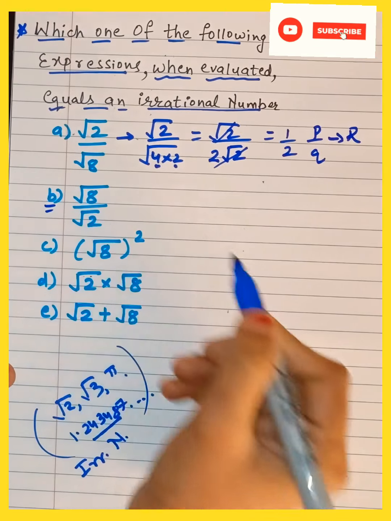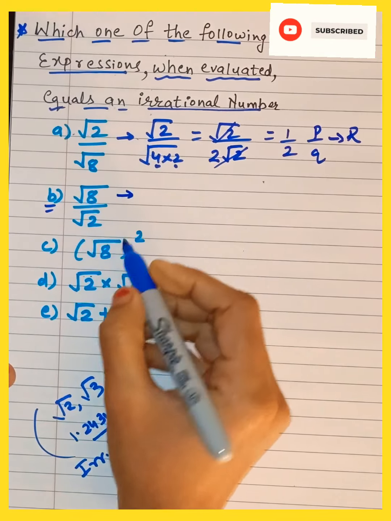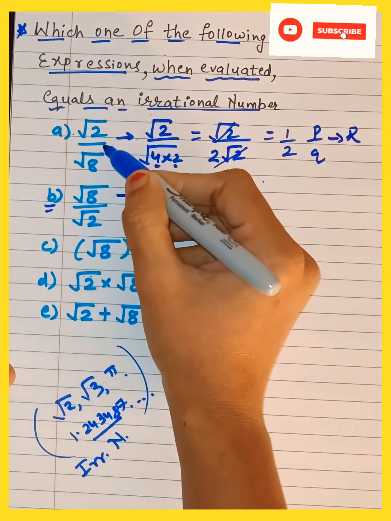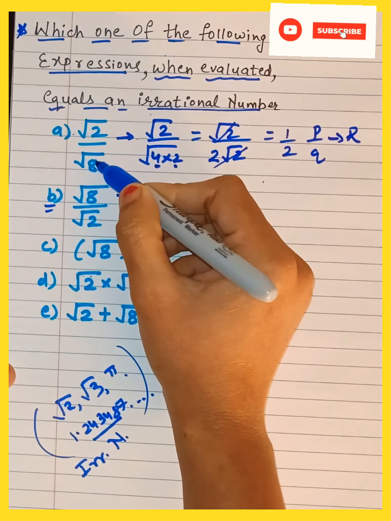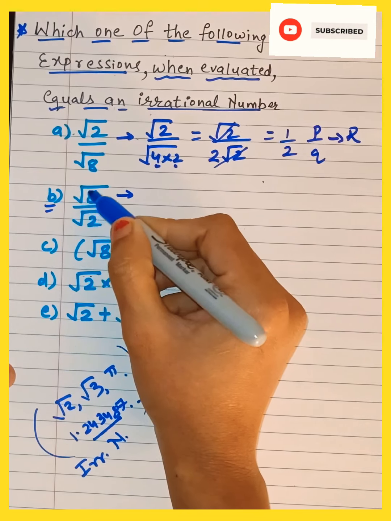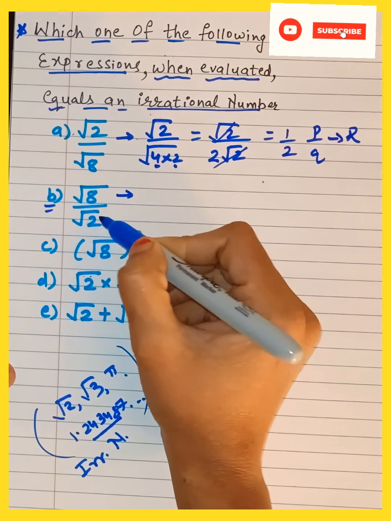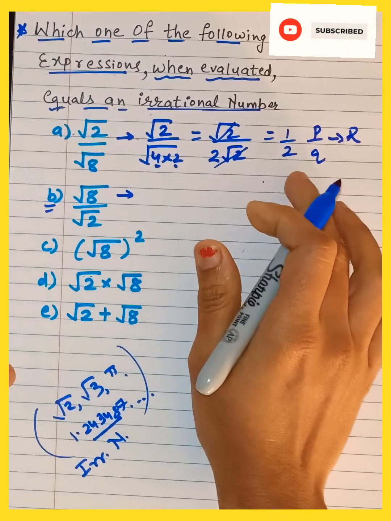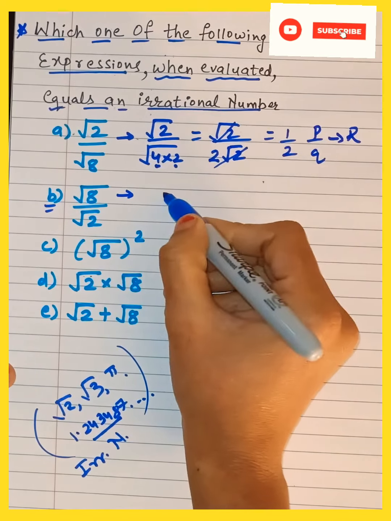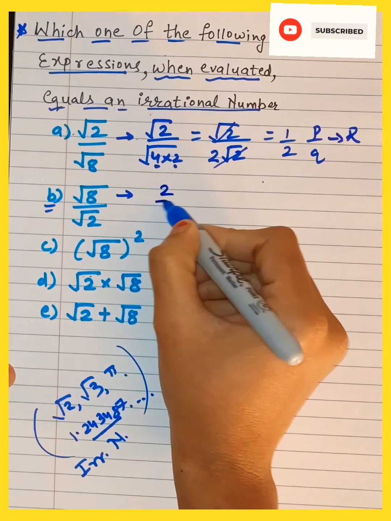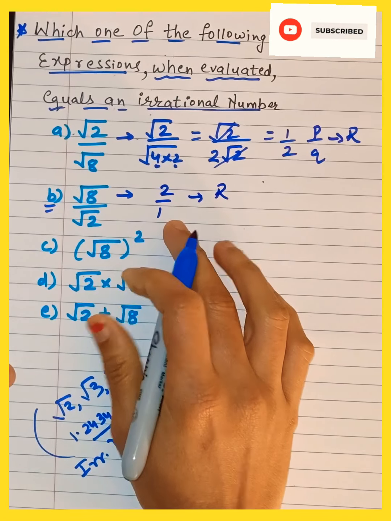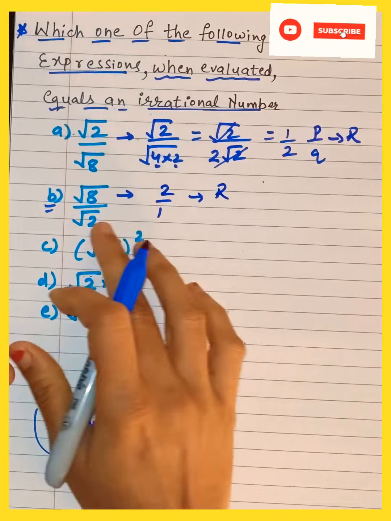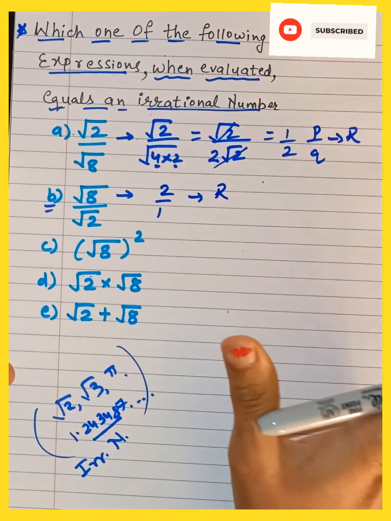Now moving ahead with the next option, B. Again, if you see, B is just the reciprocal of this. Here it was root 2 upon root 8; here it is given root 8 upon root 2. So the answer will be the same. In place of 1 upon 2, after solving this, we will get 2 upon 1, which is again a rational number. This is a fraction and a rational number, so this is also not the correct option.